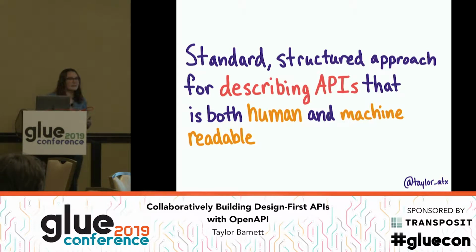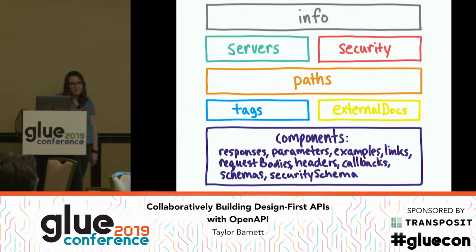Historically, it has been seen as a thing to auto-generate API reference docs, because we all know developers hate writing docs, and it's got a reputation for that. Here is a very high level V3 outline. The most important part is components. That's response bodies, parameters, examples, links, all the good stuff.